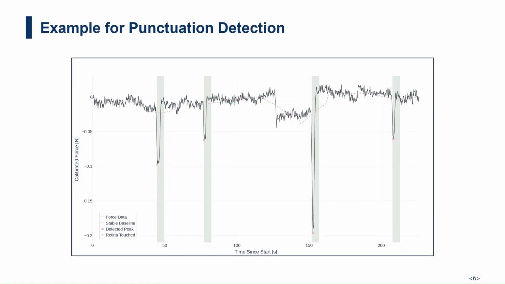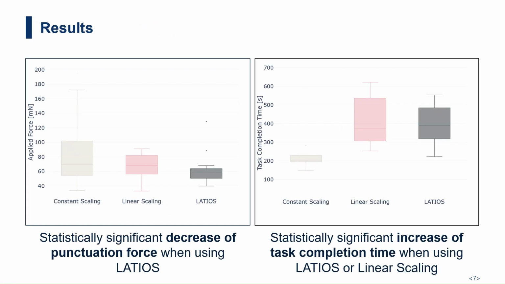Here you can see an example of the raw data captured by our force sensor, which we use to detect the retina touches for one subject. Here we have the results. On the left side you can see a significant decrease of puncture force when using LATIOS and a decreased variance when using our approach LATIOS. On the right side you can see a significant increase of task completion time when using LATIOS or linear scaling.